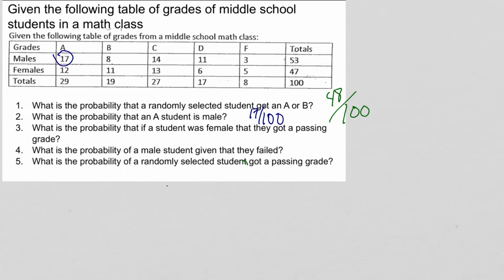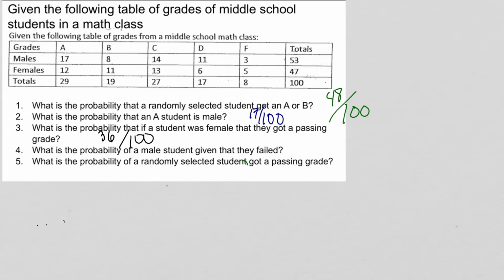So how many females got a passing grade there? If we take a look, females that got a passing grade, 12, 11, and 13. So there's 36 of them out of the total population of 100. Okay, let's look at the next one, number 4.